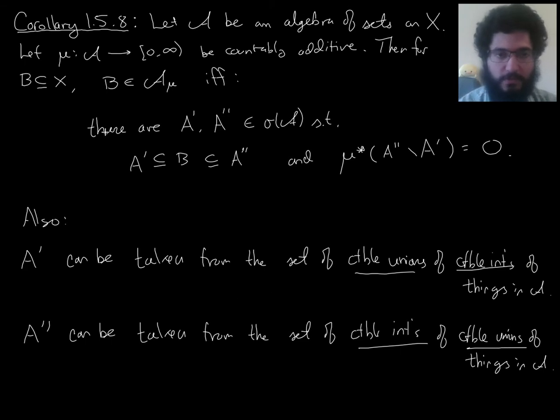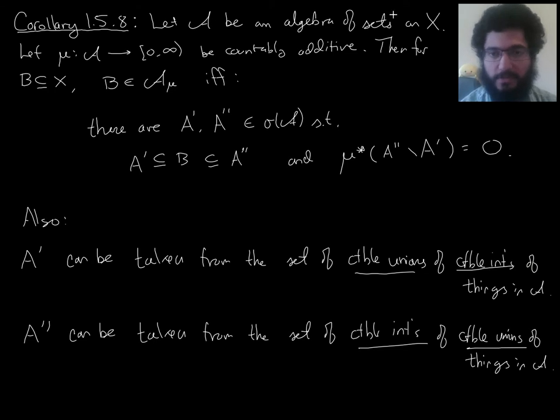Let's now prove Corollary 158, which is a corollary to the amazing extension theorem. We went over the statement of this result before, but we didn't go over the proof. And now we're ready for the proof. So this is about coming up with a nice description for the mu measurable sets.